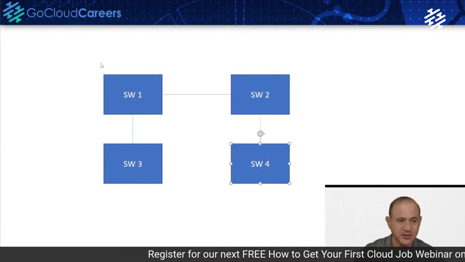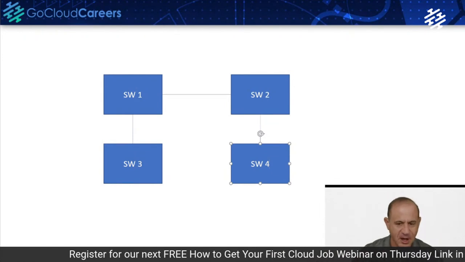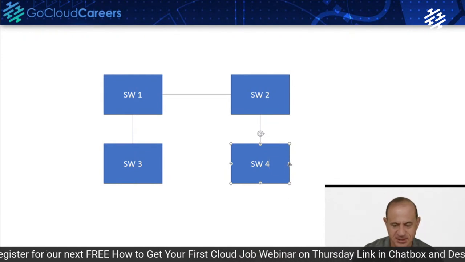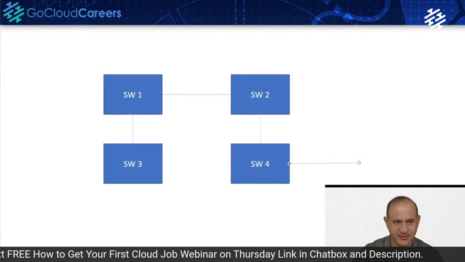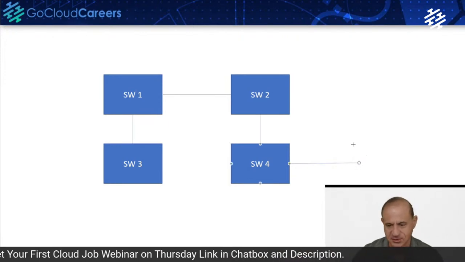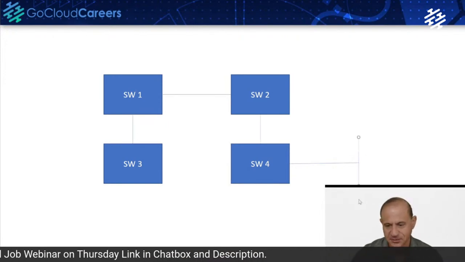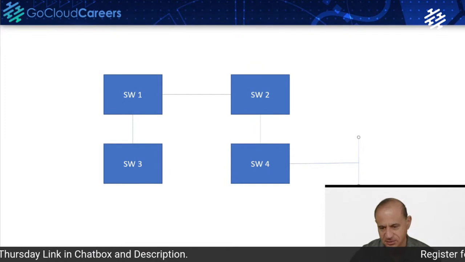Now we've got no fault tolerance in our network, and this would be a horribly stupid way to design our systems because there's no fault tolerance. This is about the equivalent of using a single cloud provider, something you should never ever do, and that's why you should always go multi-cloud.